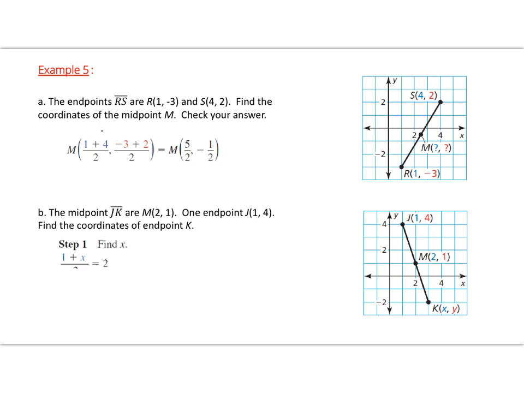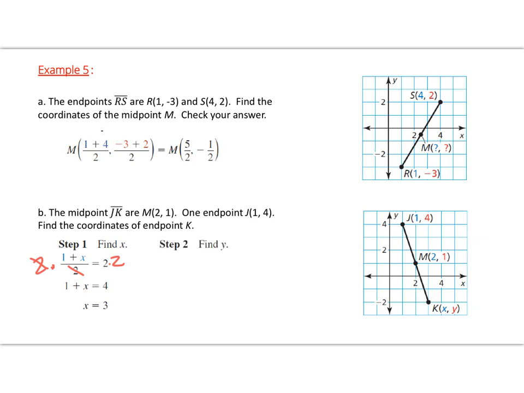equation to find x. So step 1 would be set up your x coordinates. So 1 plus x divided by 2 equals 2. Now we know one endpoint x coordinate is 1. We don't know the other endpoint, so that's why it stays x. And we know the midpoint x coordinate, which is 2, so that's why the whole fraction is equal to 2. So we need to multiply both sides by 2. And that takes care of the 2's on the left side. So now you just have 1 plus x equals 4, subtract the 1, so x equals 3.